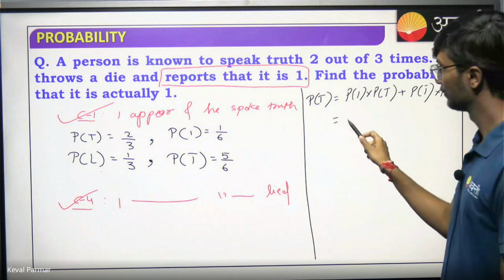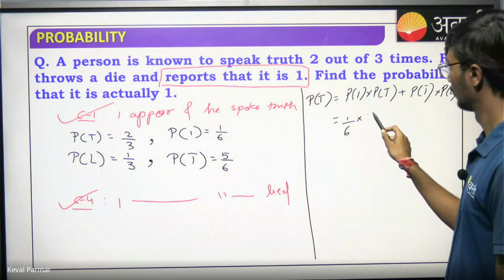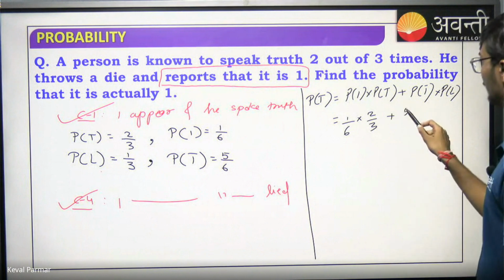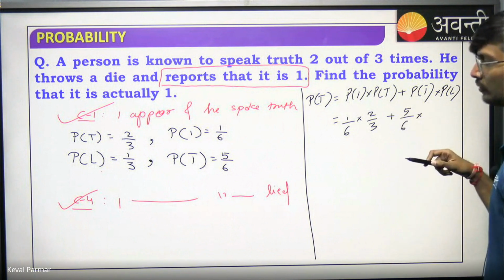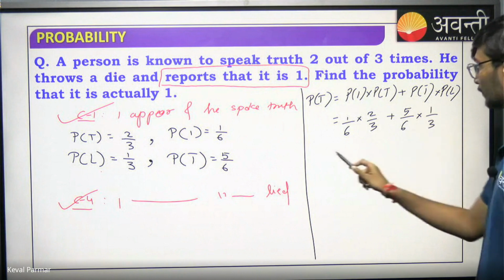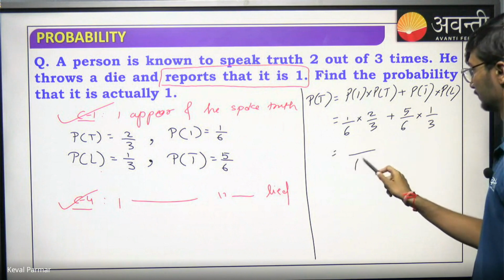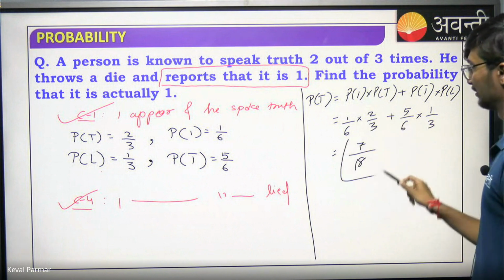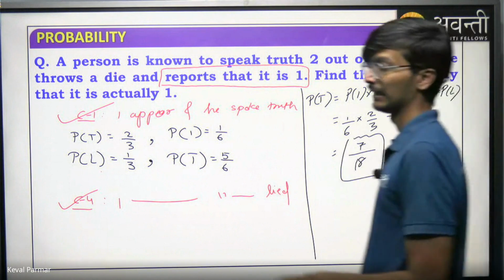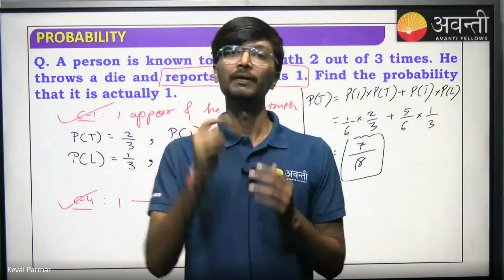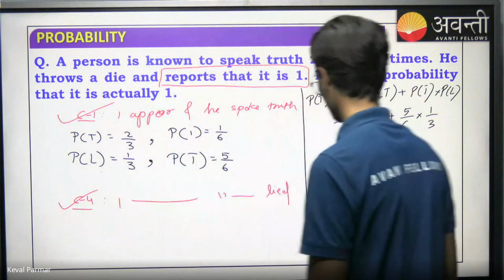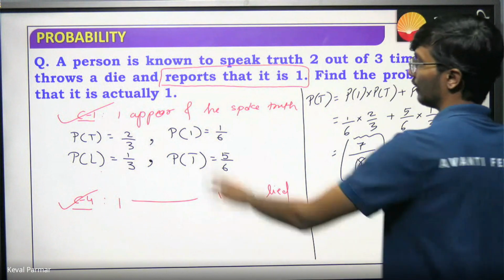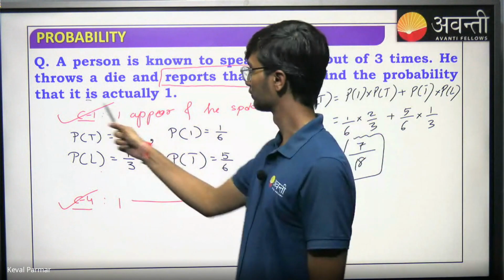So P of 1 is 1 by 6 into 2 by 3 plus 5 by 6 into 1 by 3. So 6 3s are 18 and upper we have 2 plus 5, 7. So this is the total probability that the person said he 1 appeared. Out of this, what we want? Probability of required, that it is actually 1.